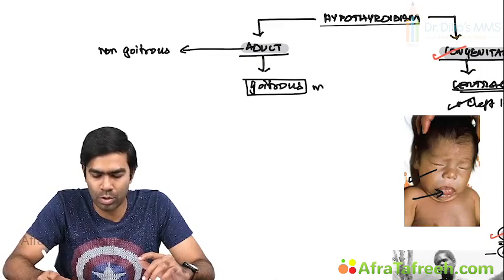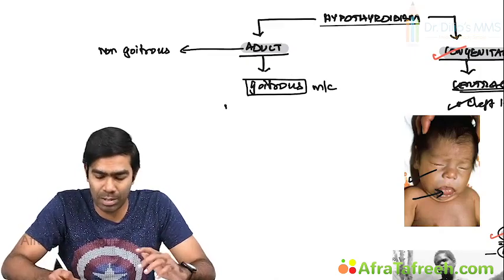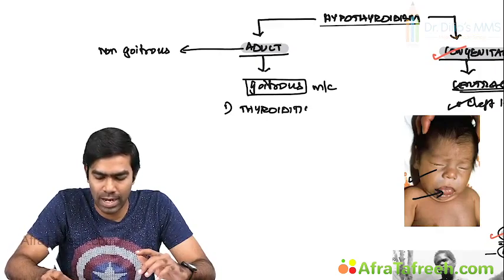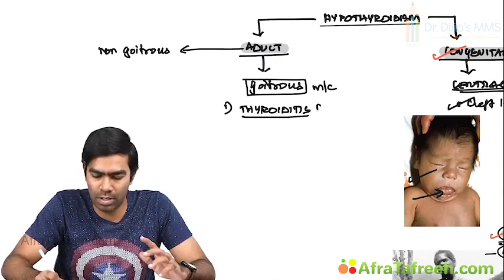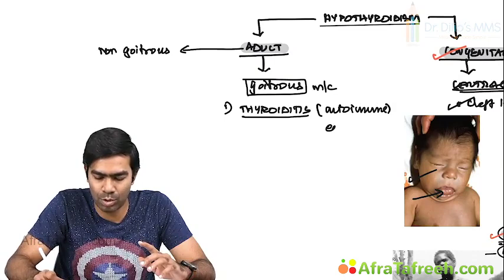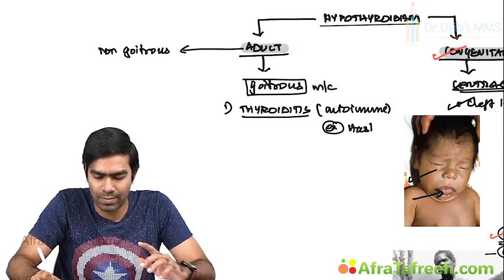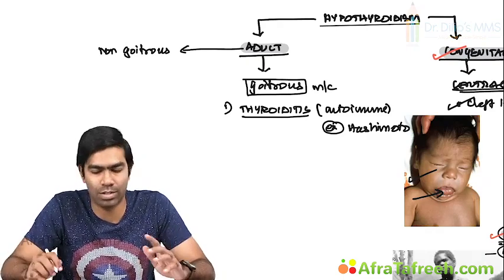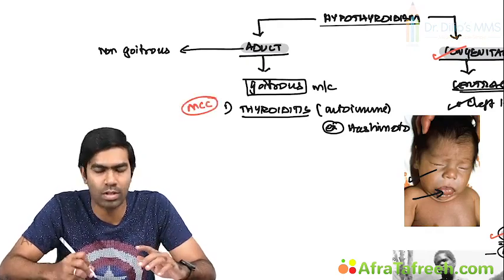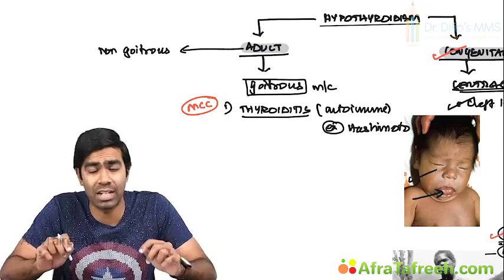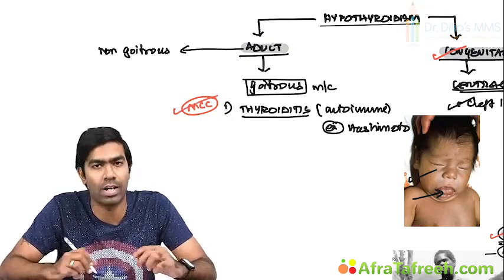Goitrous obviously is supposed to be the most common, and the number one cause is always thyroiditis. Thyroiditis can be autoimmune or non-autoimmune, but very importantly, autoimmune thyroiditis like Hashimoto's. Yes, we have a separate session on thyroiditis, so no need to worry, but you have to know this. So this is the most common cause of hypothyroidism in the United States, in the West, even in India. Most common cause of hypothyroidism.